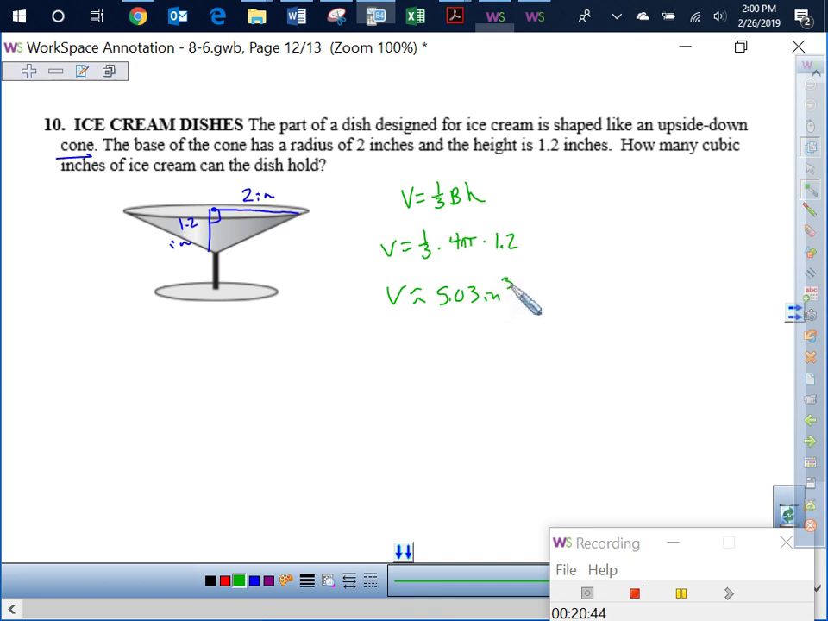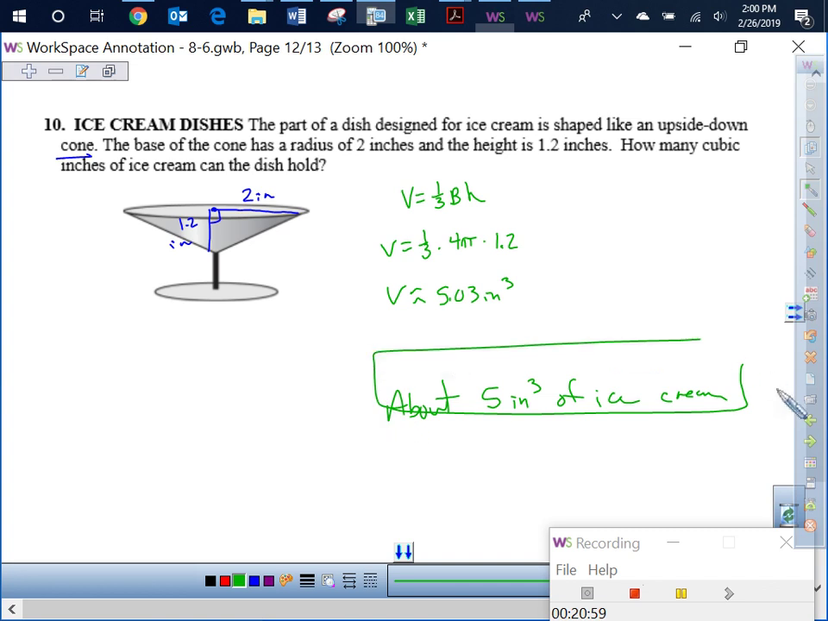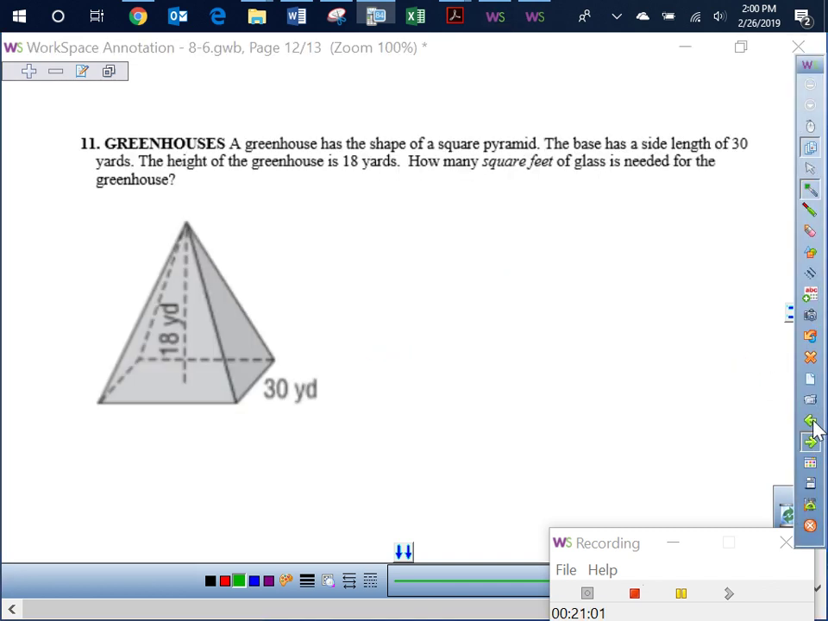Well, since this is a real-life problem, I think we'll just round appropriately, and I think we'll say about 5 cubic inches of ice cream. So, nice. And then the very last one, baby, is this guy, a greenhouse, shape of a square pyramid.